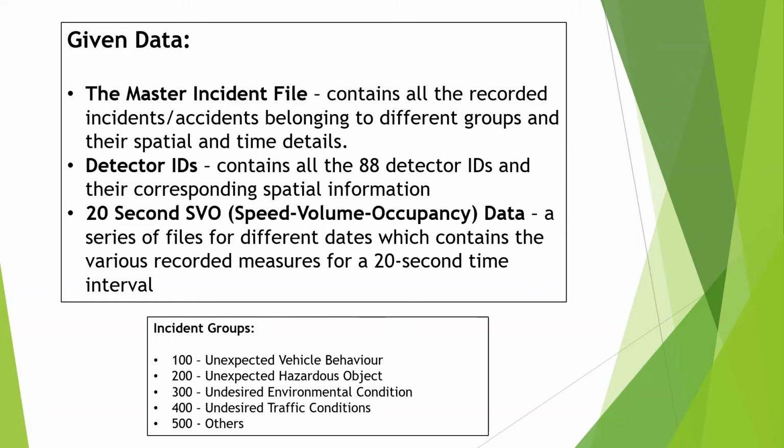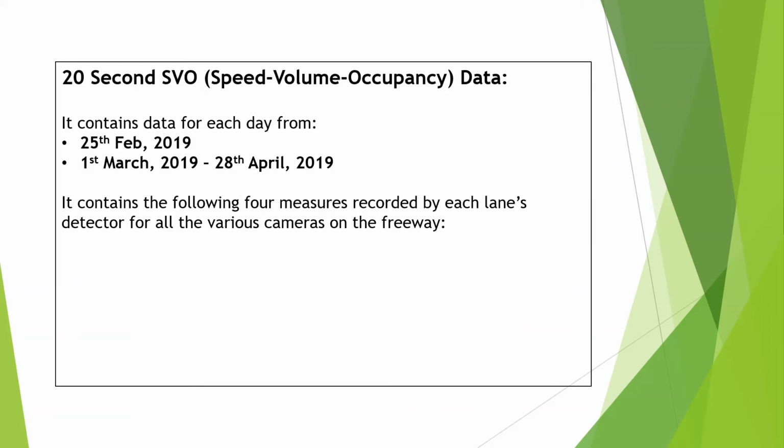We also have the different incident groups, which have been classified by Weak Roads, ranging from 100 to 500. We got different unexpected vehicle behavior, unexpected hazardous objects, undecided traffic conditions, and others. The main dataset that we are using is the 20-second speed, volume, and occupancy dataset. It contains data for approximately 3 months and contains the 4 main measures that we'll be using to plot and detect accidents on the freeway.